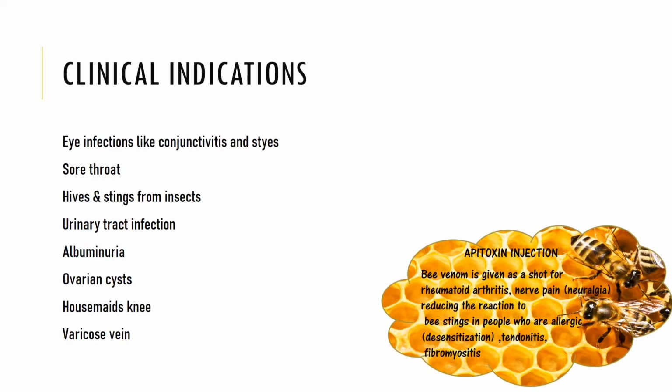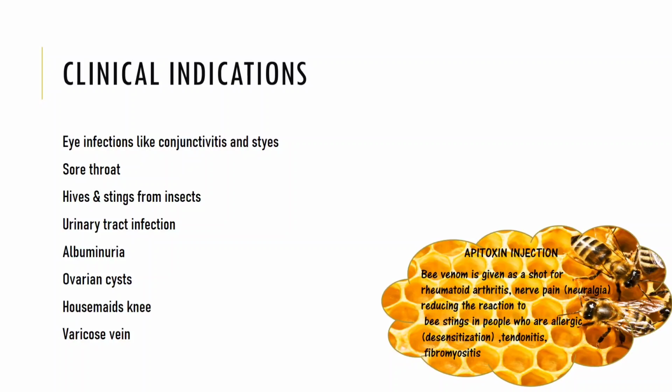Hive is also another type of bee sting or some kind of thing. Okay? And urinary tract infection, albuminuria, ovarian cyst, housemaid's knee. You must have read this in the first year anatomy. It's also basically another type of synovitis which occurs in the knee.